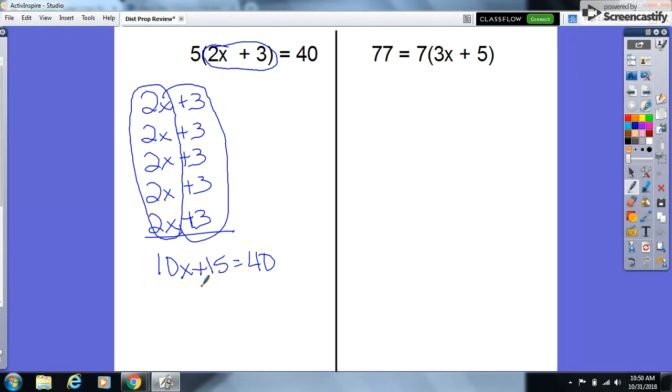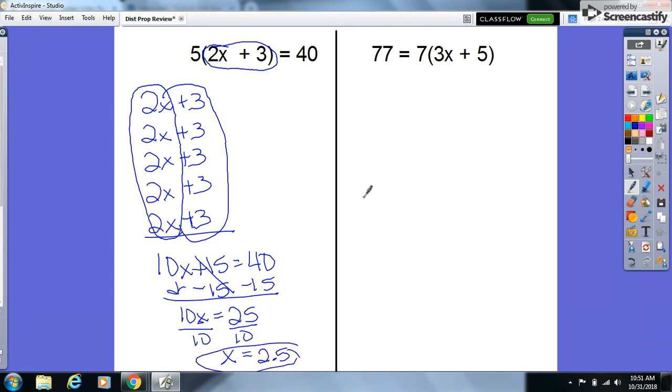Solve this equation now, minus 15 on both sides. 10x equals 25. Divide both sides by 10. X is going to give me 2.5. Not going to panic because of that decimal answer. Sometimes in math, we get decimal answers, and that's okay.